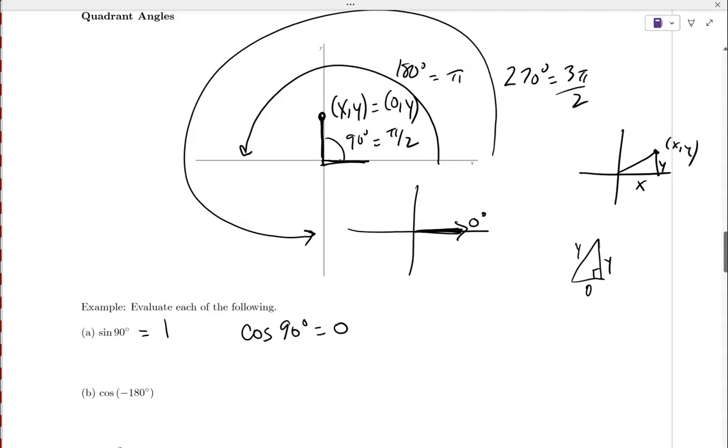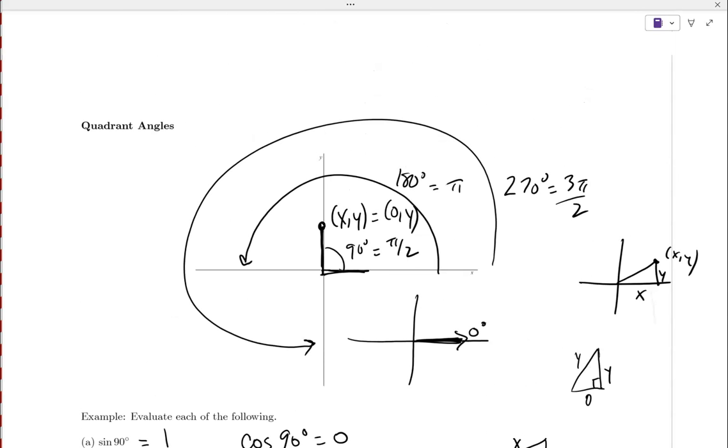a 0 degree angle? What do you think your reference triangle would look like if I did a 0 degree angle? So the x can be anything, but the y has to be 0, because we didn't move off the x-axis, correct? Which makes your hypotenuse equal to x as well. So now what's the sine of 0 degrees? 0, because it's 0 over x. What's the cosine of 0 degrees? 1, because it's x over x.